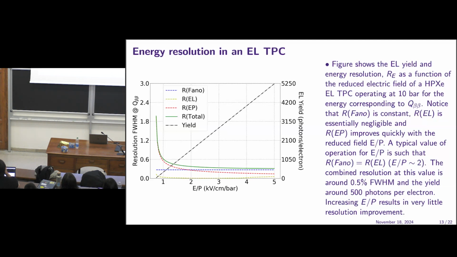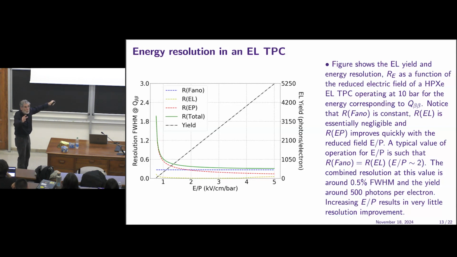This is Fano. So notice this. If I don't do anything, Fano gives me 0.3%. This is yield, which is how much light I'm producing. This is the resolution associated with yield. So I need yield, which implies that I need amplification, which implies that I need to put an electric field on my grid. So you follow the red curve, and when you put about 2 kilovolt per centimeter per bar, you are just touching Fano.